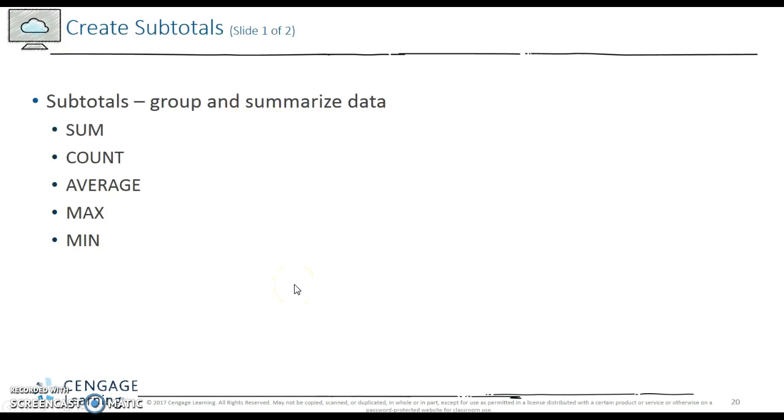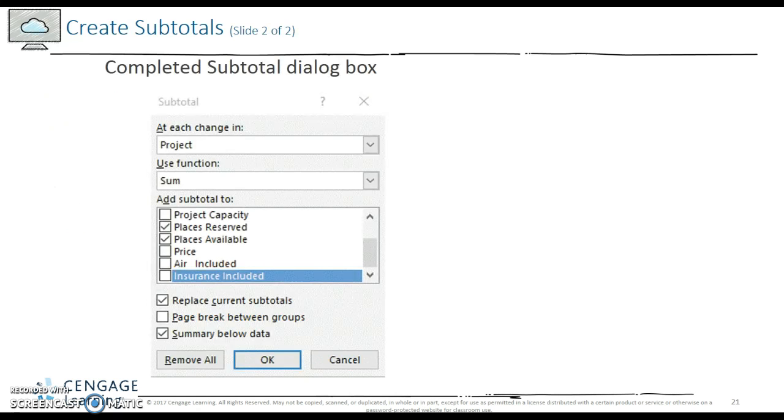There's also the ability to create subtotals, and examples of that would be sum, count, average, max, and min, and you've used those before in other exercises that we've done. Here's an example of using the dialog box to use the sum function, and it makes it easy because that dialog box gives you those arguments and gives you those ranges so that you can automatically make choices and get the information that you need.